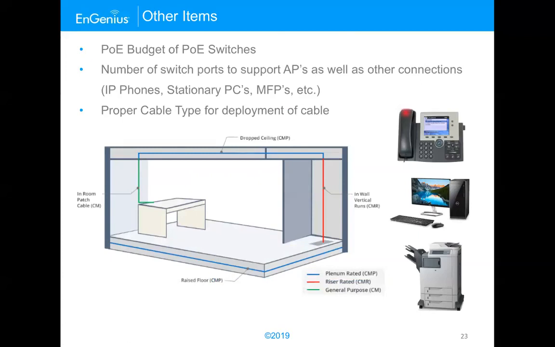Also, the number of port densities on the switch. If I have other things connecting, such as wired computers, IP phones, multifunction printers, or POS systems, I want to make sure those have access to the network as well, beyond the addition of the access points. Proper cable type for the deployment.